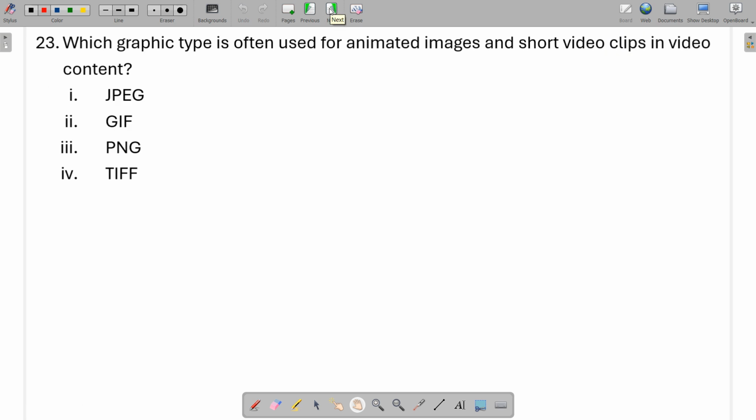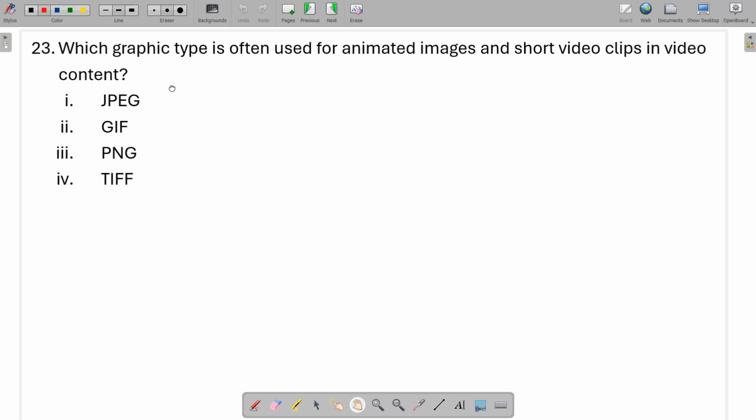Okay, 23rd. Which graphic type is often used for animated image and short video clips in video content? So animated images and short video clips. JPG is a format which is used for pictures only, so not the JPG. And GIF, that should be the answer. This is good for small animations and short videos.